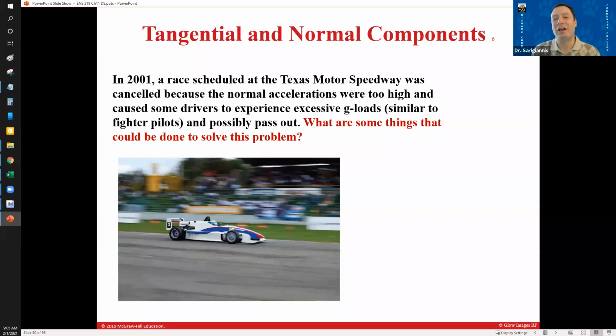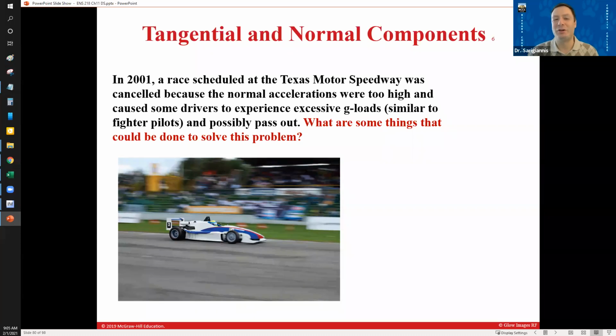All right, so we're discussing the tangential and normal components, and this is an interesting thought experiment. In 2001, a race scheduled at the Texas Motor Speedway was canceled because the normal accelerations were too high and caused some drivers to experience excessive G loads. These were similar to what a fighter pilot might see. And the concern was that the drivers might actually pass out.